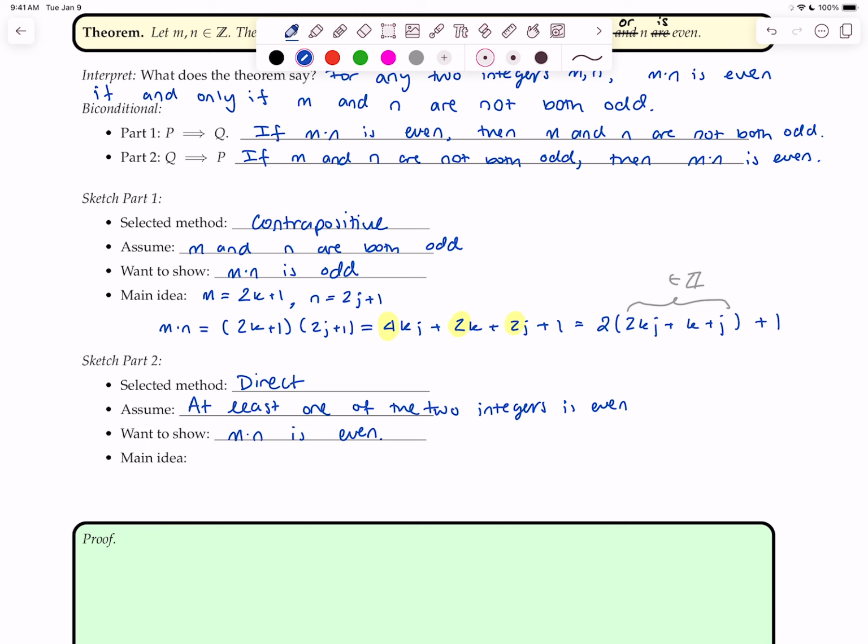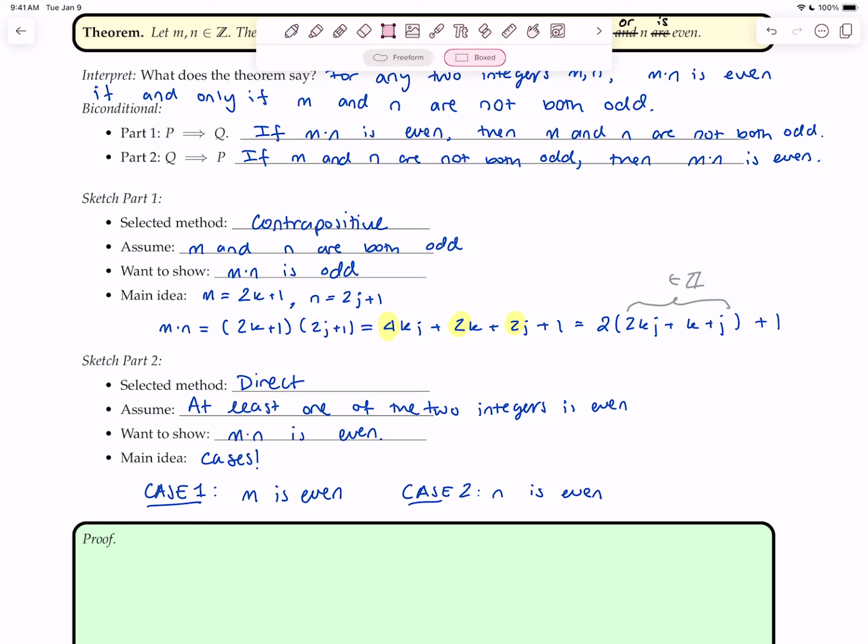So this is a little strange. So at least one of the two integers is even. So either M is even or maybe N is even. And then we don't really know anything about the other per se. So let's go ahead and do this by cases. So case 1 will be maybe M is even, and then case 2 will be N is even.